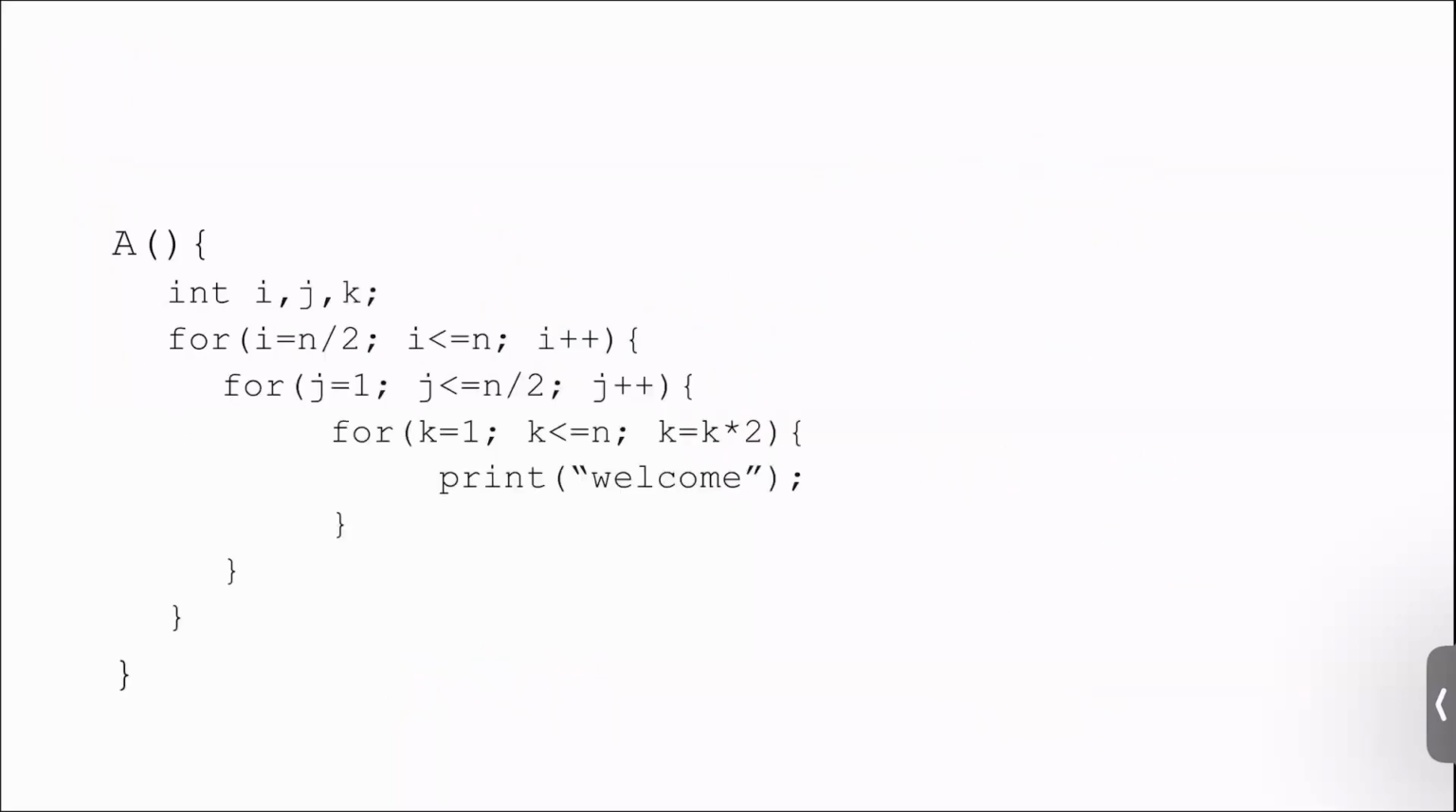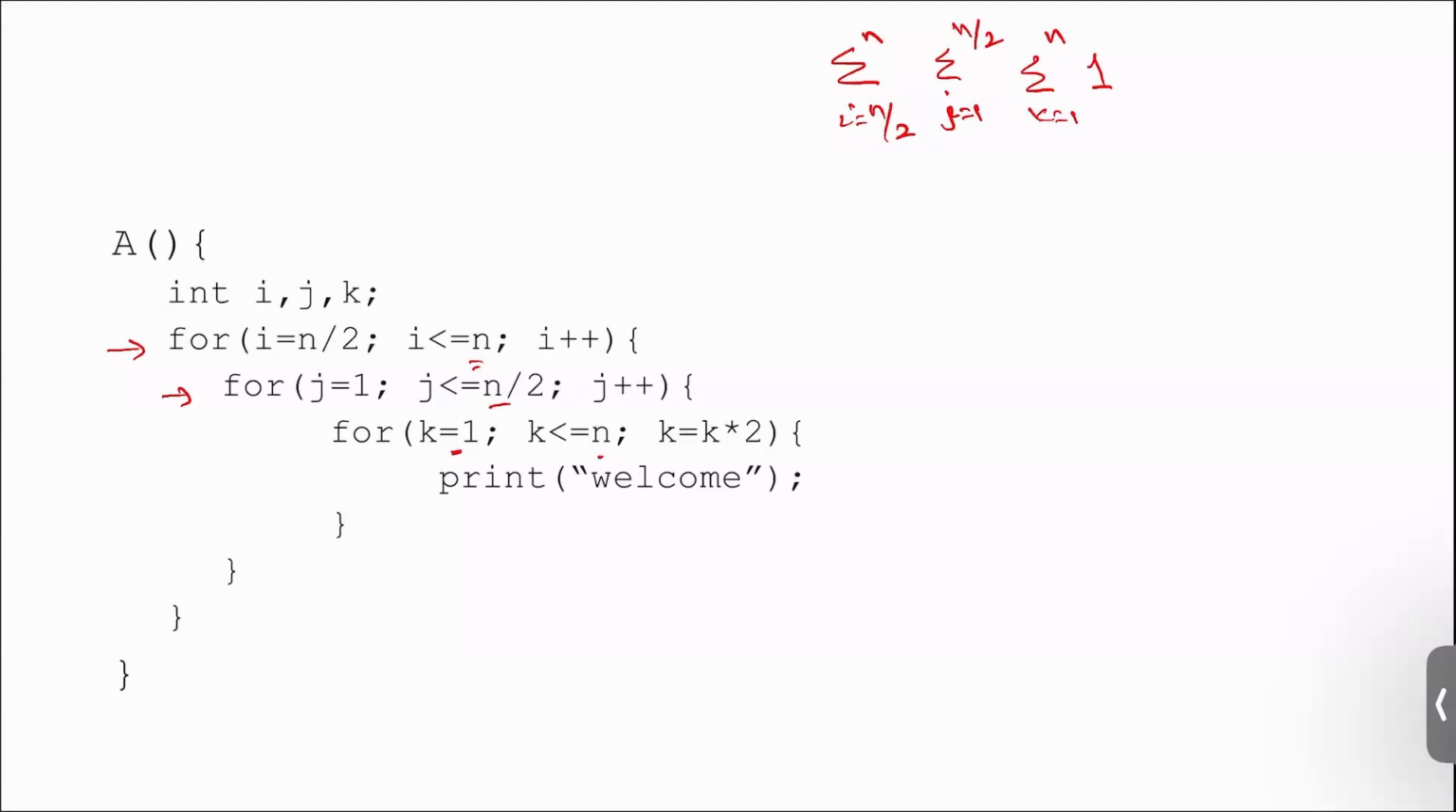Let's take some more examples. For example, this one. See, what we can do here is, let's say we have one loop here. So let's set up the sum equation. I is going to start from n by 2 up to n. The inner loop is going to start from 1. J is going to start from 1 to n by 2, right? The innermost loop is going to start from 1 to n, so I can say k is going to start from 1 to n. And whatever is being performed here is constant, which is 1.